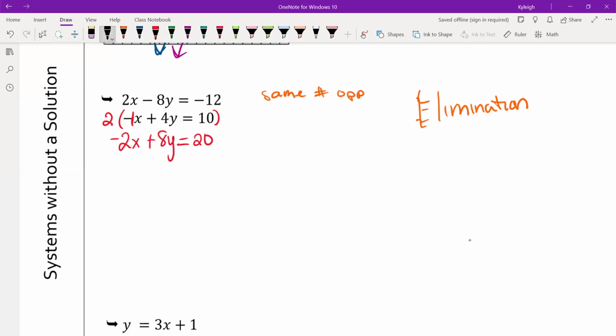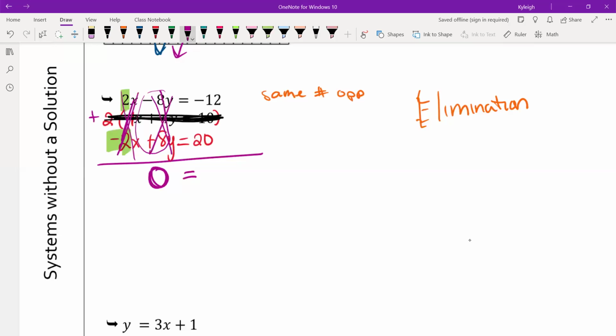Now I can pretty much ignore this in the middle. I have the same number, but opposite signs here. So I'm just going to add up my equations. 2 minus 2, my x's cancel. But what else do you notice? My y's are the same number too, and opposite signs, so they cancel. I'm left with nothing. We just said 2 minus 2 or 8 minus 8. In your head, hopefully you're thinking 0. And then 20 minus 12 is 8. Is 0 equal to 8? No, so it's no solution.